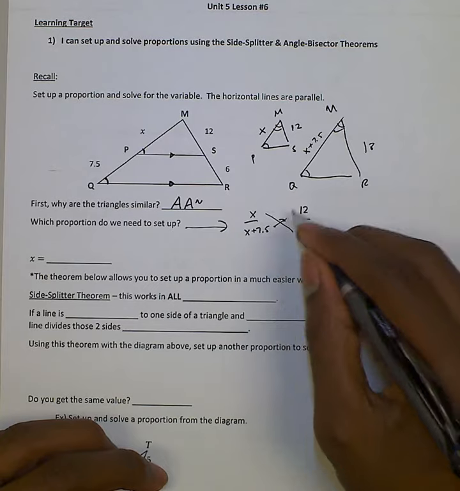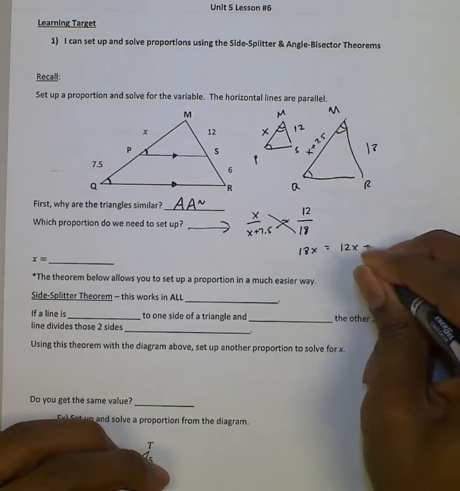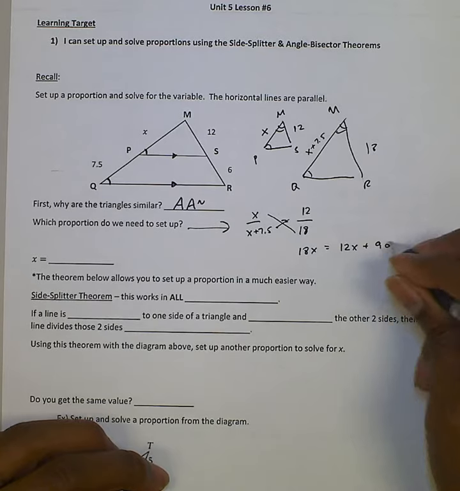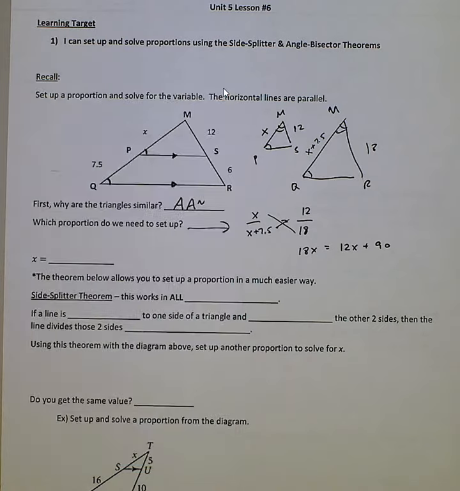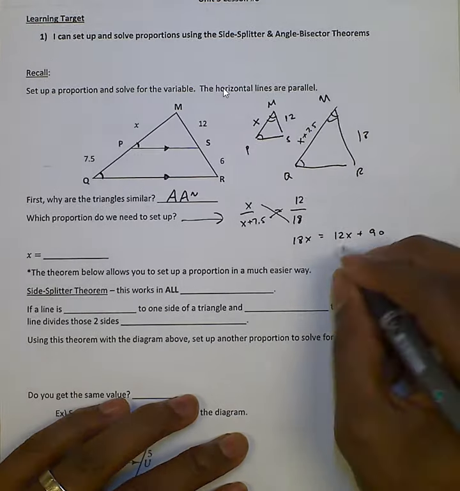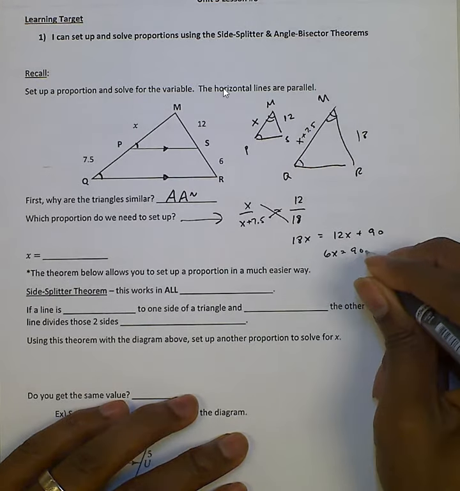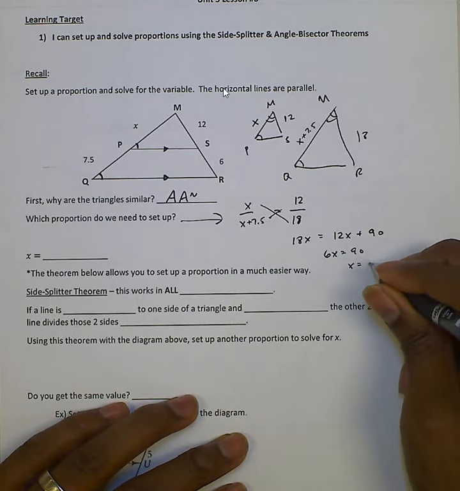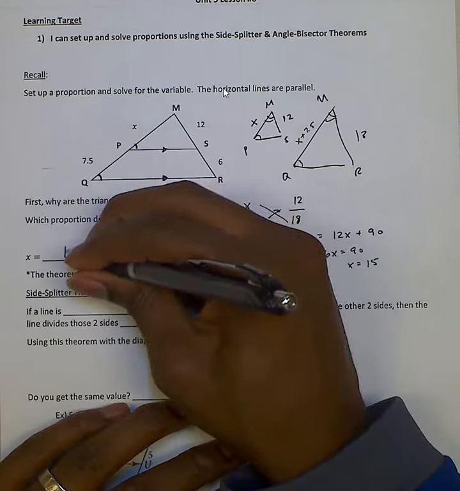Cross multiply, we get 18x equals 12x plus 90. Make sure that's right. 12 times 7.5. Yep. Okay, and so we'll get 6x equals 90. Divide both sides by 6. X will equal 15. Okay. All right. Whew. X equals 15.